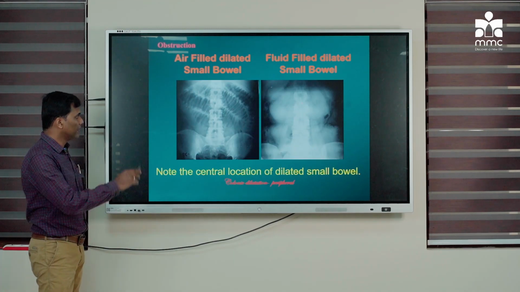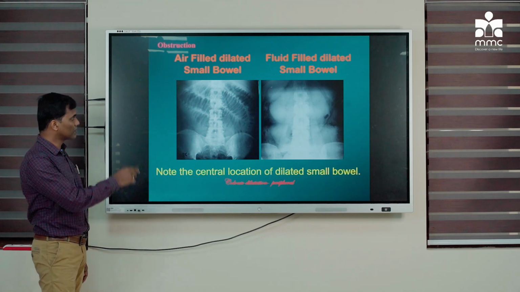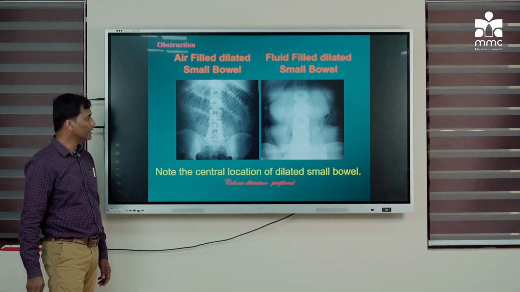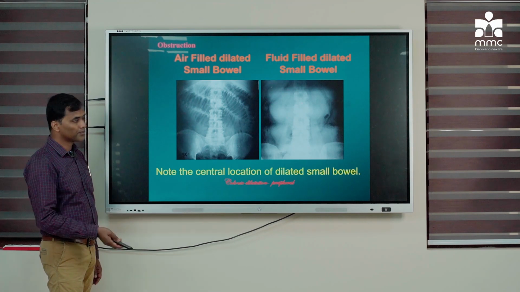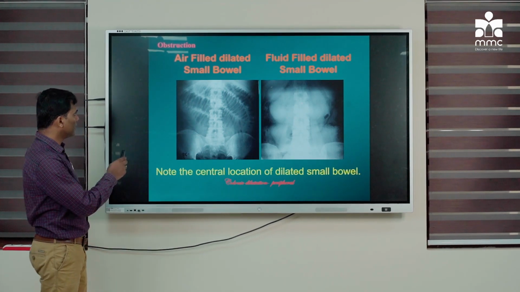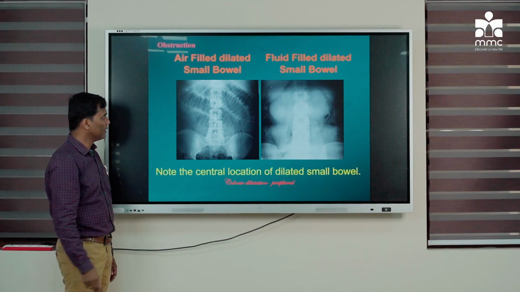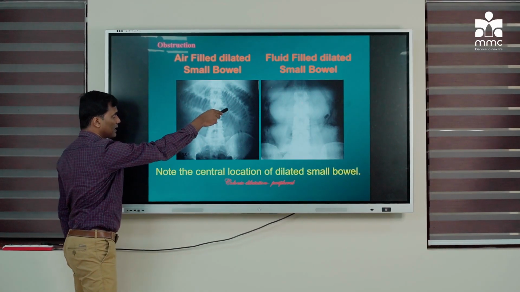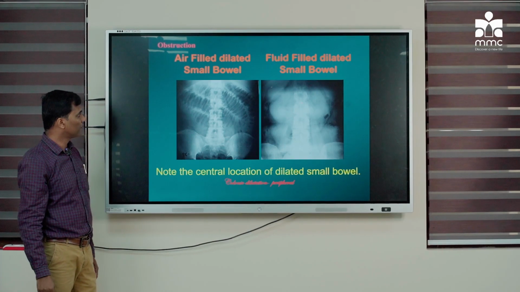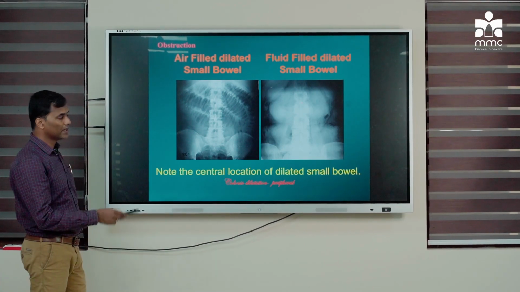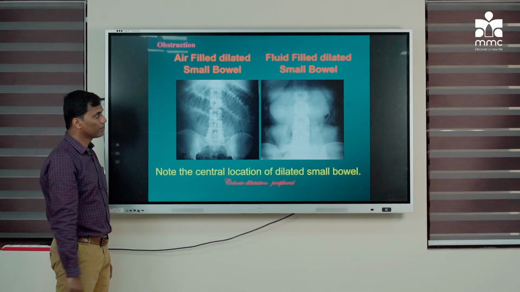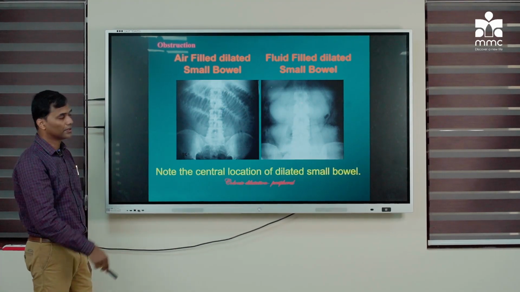So these are variations in the obstruction. The first one is a predominantly air-containing obstruction and the second one is predominantly fluid-containing. In the air-containing one, you can see the small bowel loops are dilated with air, and you can see some striation, like this, the valvulae conniventes of the jejunum outlined by the air. The second one is fluid filled, and you can see the sausage-shaped densities.